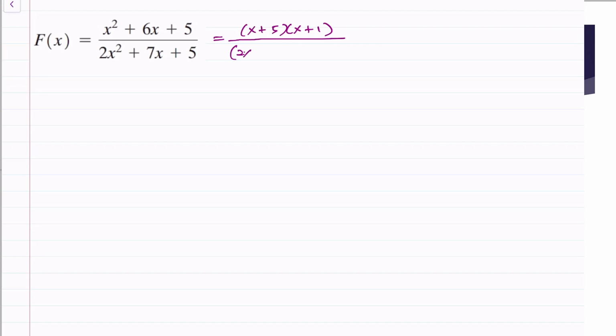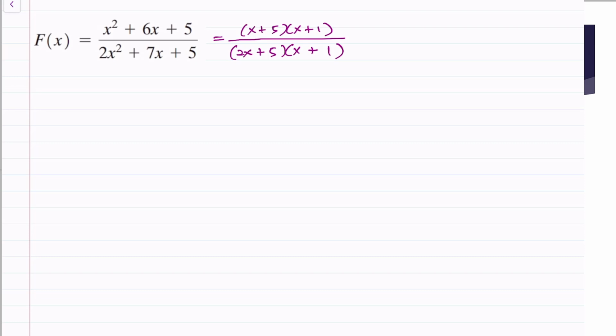Now the denominator, I need factors of 2 and factors of 5, and I need to add to make 7. And so I'm thinking that this might do it. Whoops. If you check those factors there, it's hard to walk and talk and chew gum at the same time. If you check those factors, I do believe they're on the money. 2x and 5x definitely adds to make 7x. So we're good.